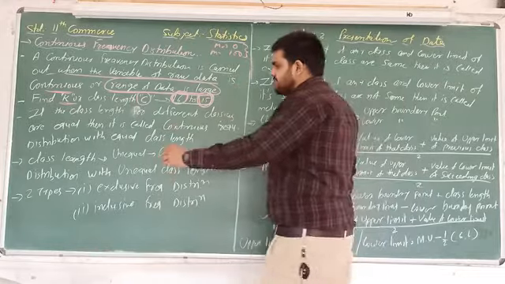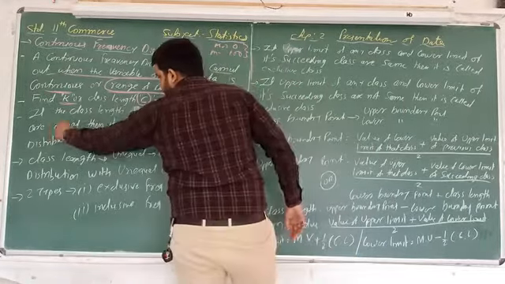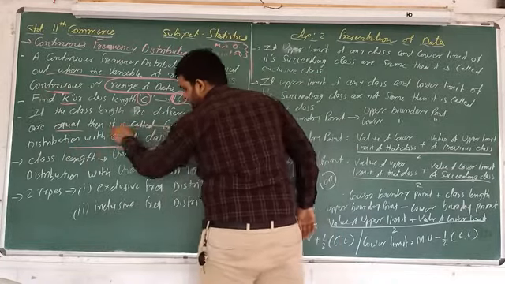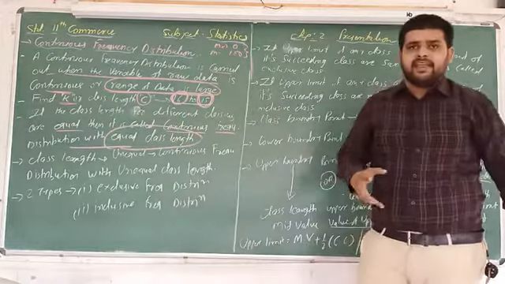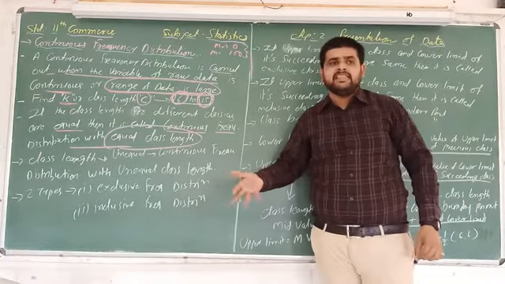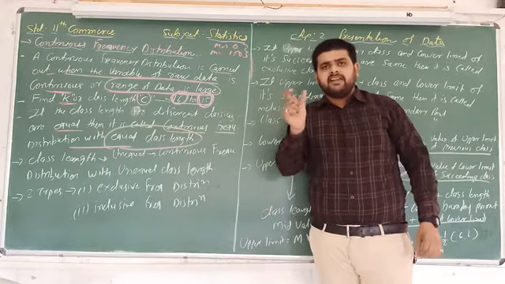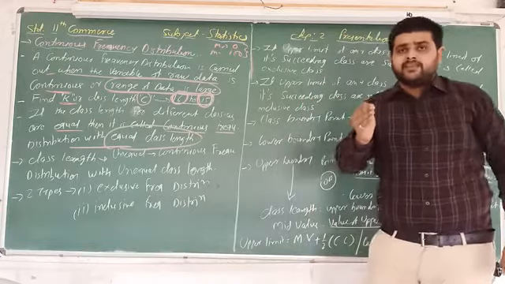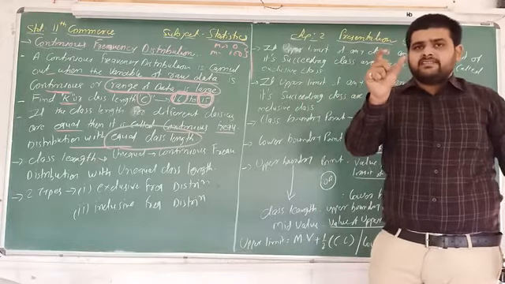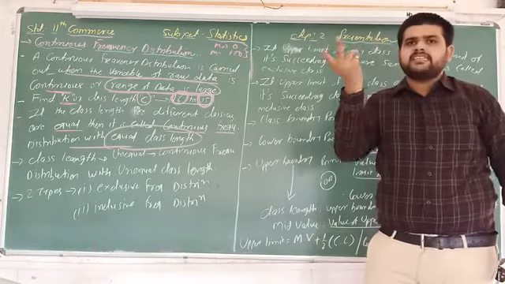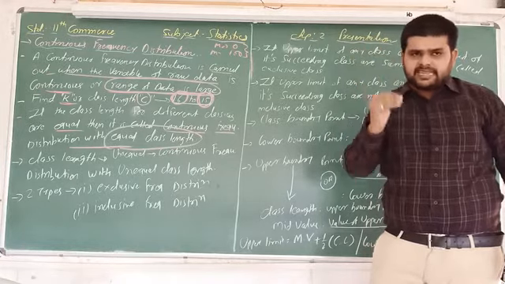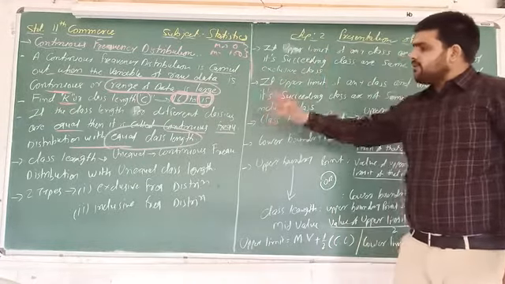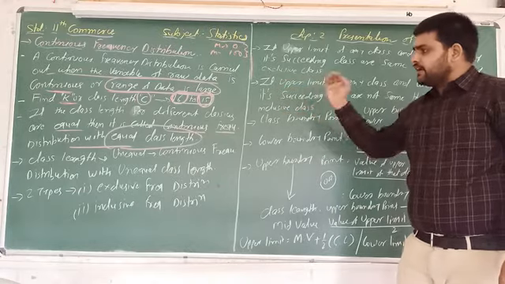Next, if the class lengths of the different classes are equal, then it is called continuous frequency distribution with equal class length. For example, take 0 to 10, 10 to 20, 20 to 30, 30 to 40, 40 to 50, 50 to 60. It is continuous and the class length is 10: for 0 to 10 the difference is 10, for 10 to 20 the difference is 10. If we prepare it this way, it is called a continuous frequency distribution with equal class length.